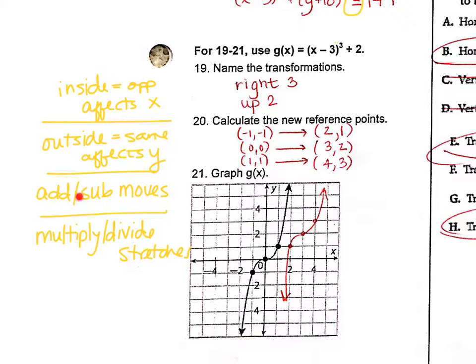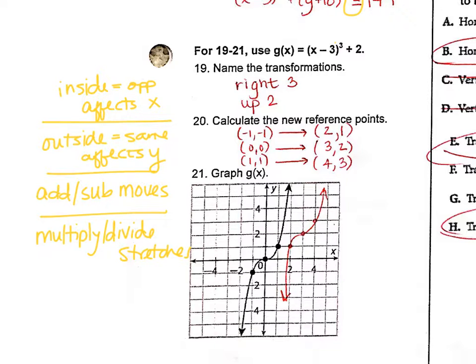Adding and subtracting is going to move our graph up, down, left, or right, and multiplying and dividing is either going to stretch our graph in some direction or it's going to squish it together in some direction. So for this specific one, if I apply those rules, you can obviously see it's going to move right 3, up 2. When we talk about calculating, so this is maybe going to be a question on your test tomorrow.